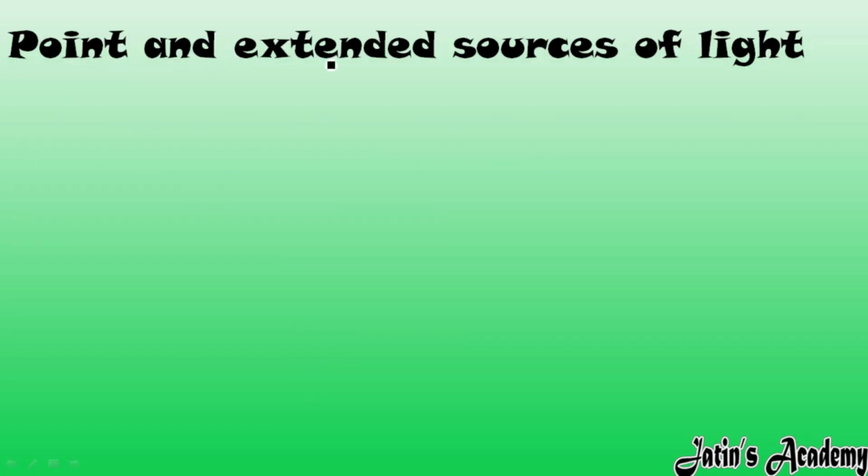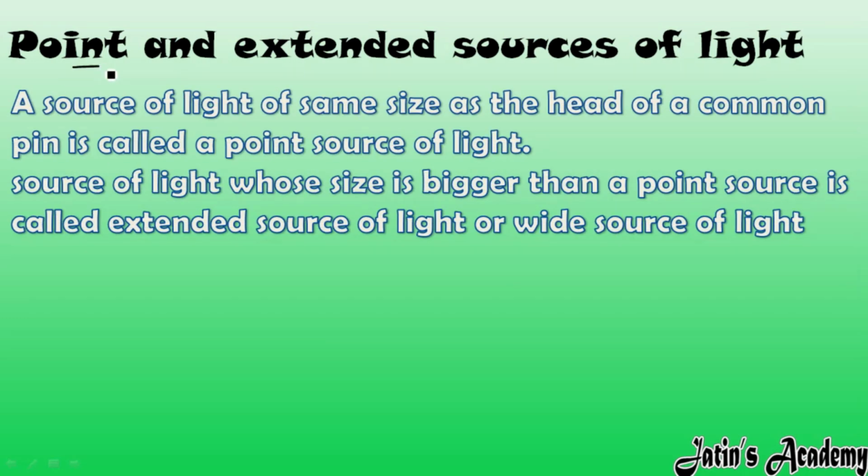Next topic, we have point and extended source of light. So what do you mean by point source of light? As the name suggests, point. Point means a source of light of the same size as the head of a common pin. For example, we have a pin, and whatever the size of the pin is, the source of light has the same size. If I have a source of light of very small size, this is regarded as a point source of light. And here we have the diagram for the point source of light like this. A very small source of light, so small that it can be taken as the size of a common pin. So it is known as a point source of light.